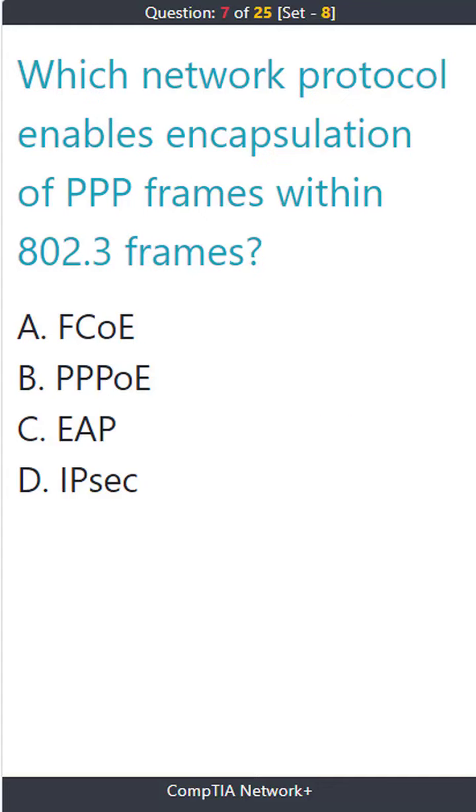Question 7. Which network protocol enables encapsulation of PPP frames within 802.3 frames? A. FCoE. B. PPPoE. C. EAP. D. IPsec.